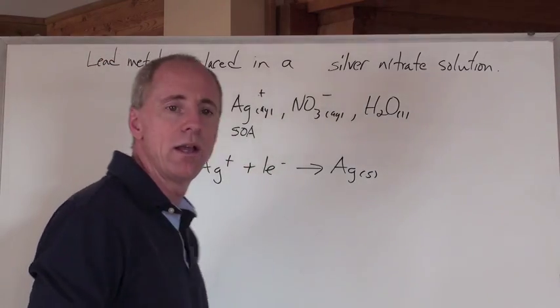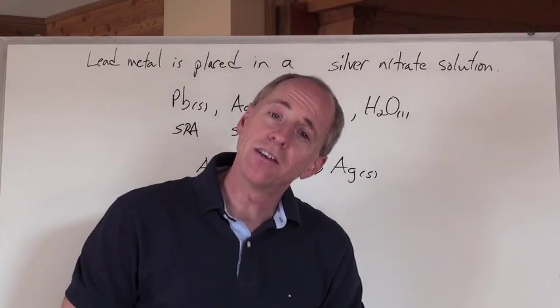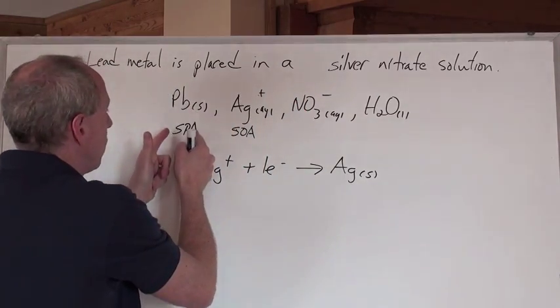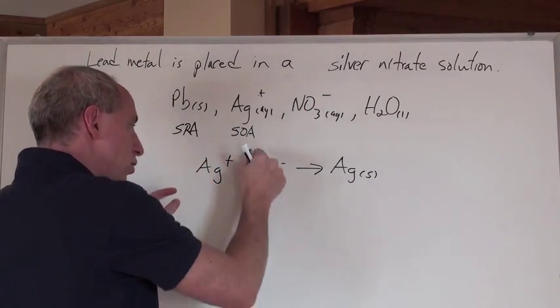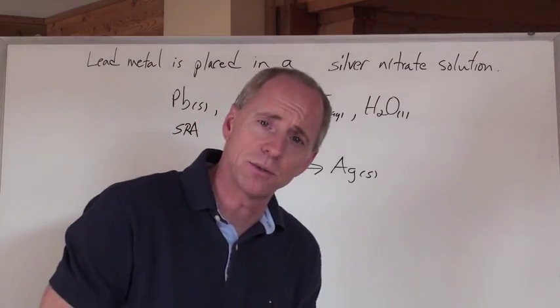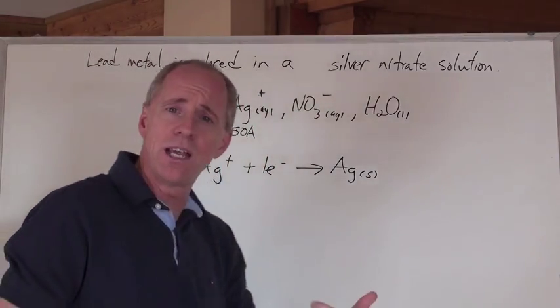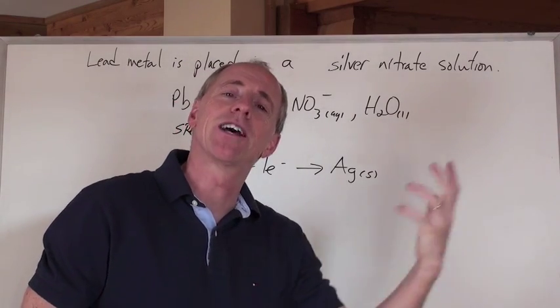That's the SOA reaction. Now, the SRA, well, if you wrote down the SRA exactly the way you see it in the data booklet, you'd have two things undergoing reduction, and that's not possible. Really what you found is this being the RA, the reducing agent, the thing that's undergoing oxidation, so it's got to lose electrons.